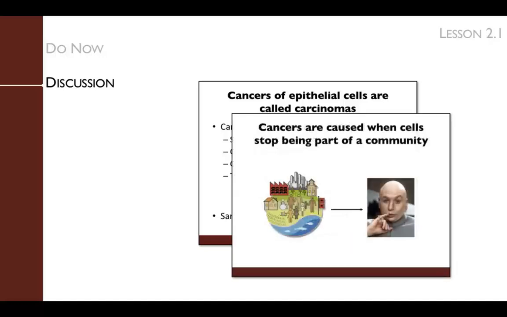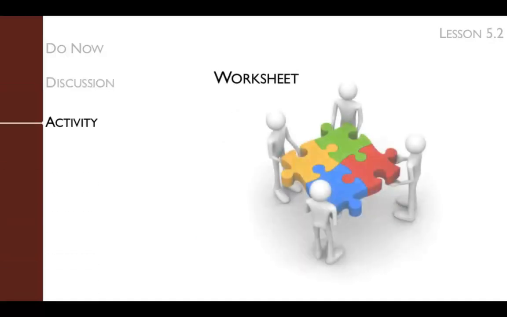A cancer occurs when a cell begins to behave independently of the rest of the cellular community. In the activity, students will work in small groups and examine the tissue images of various organs. They will have to correctly label and identify the lumen, parenchyma, basement membrane, and stroma.